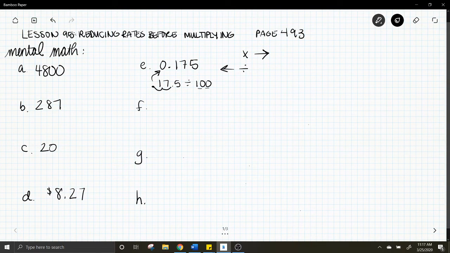Letter F, 30 times 55. It's 30 times 55. Answer, 1,650. 1,650. Letter G, if W equals 10, what does 7W equal? If W equals 10, what does 7W equal? The answer, 70. Remember, this means we're going to multiply.